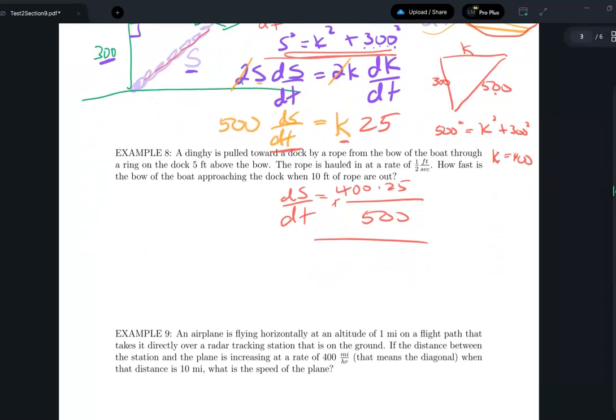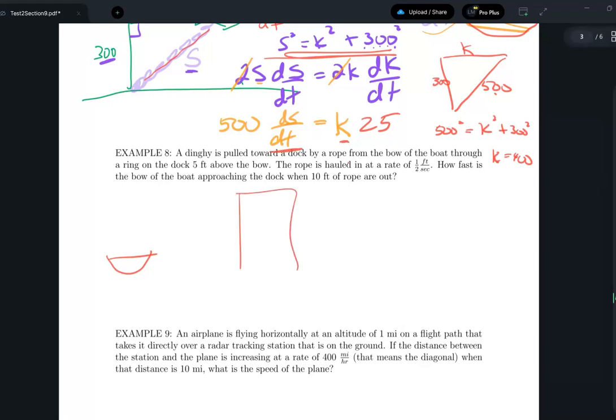All right, let's talk about the boat. We've got a dinghy, which is just a small boat, being pulled in toward a dock. So we've got water under the boat here, and I've got a rope that's pulling the boat in, right? And it's on a pulley up at the top of the dock. And what do they tell us here? They said the bow of the boat is going through the ring on the top of the dock, that's 5 feet above. So the pulley is 5 feet above the bow of the boat. That's a fixed number.